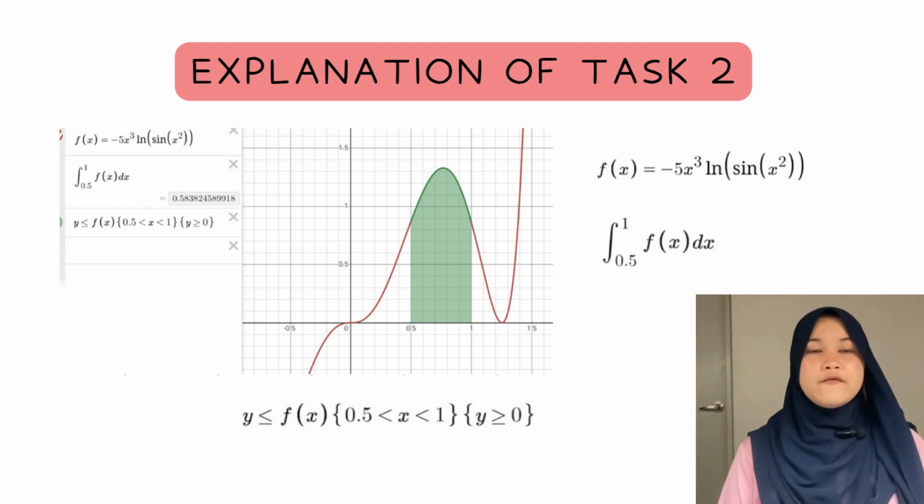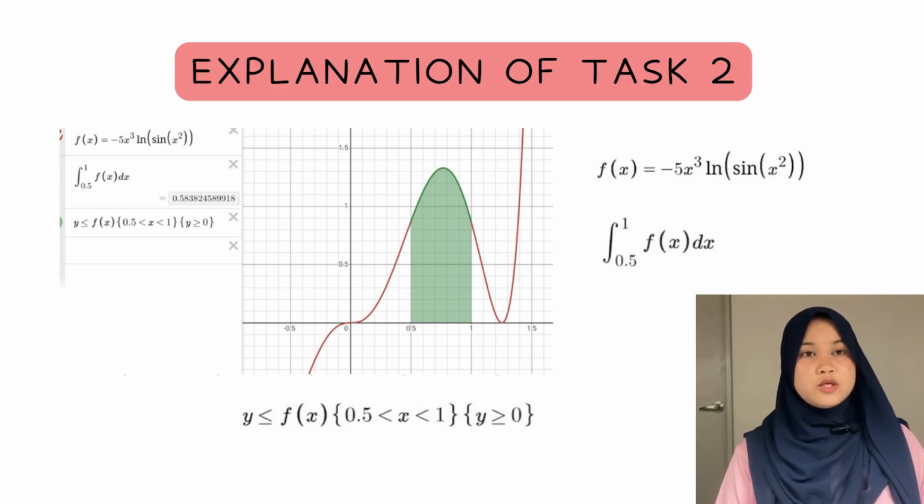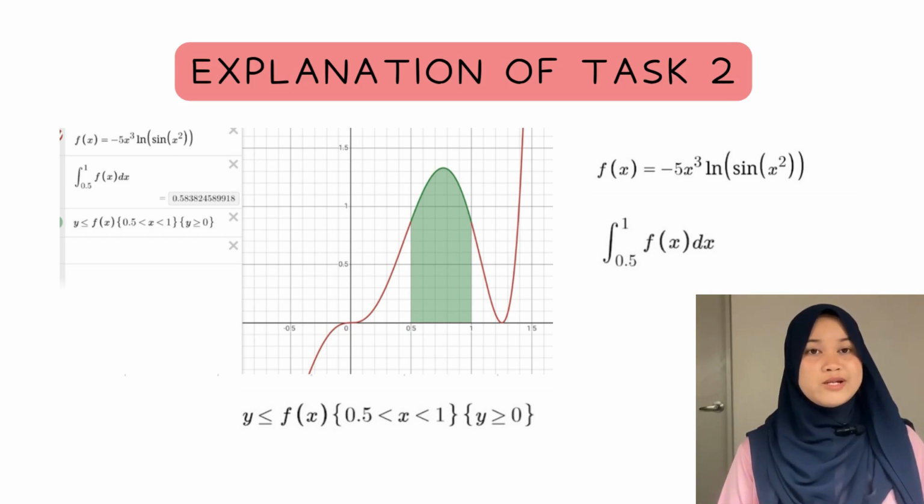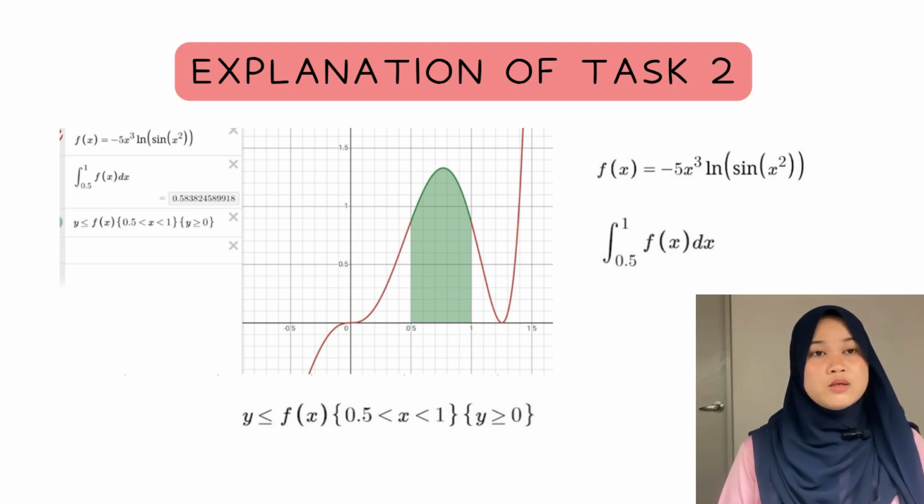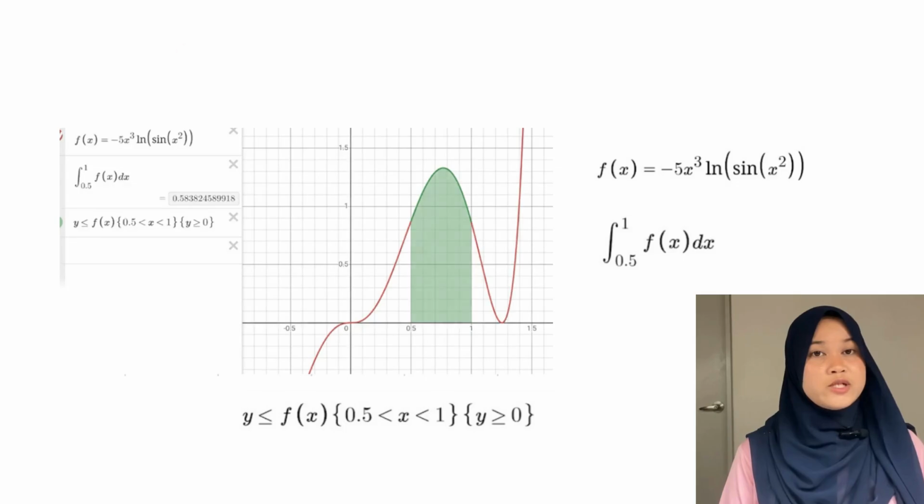The value of the definite integral from 0.5 to 1 of the function given above is equal to 0.58382. This value corresponds to the actual result for the total area under the curve within the specified interval. The green shaded region also includes the condition y greater than or equal to 0, meaning only the portion of the function above the x-axis is considered for shading.